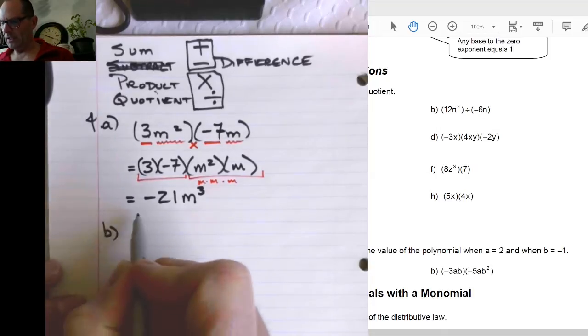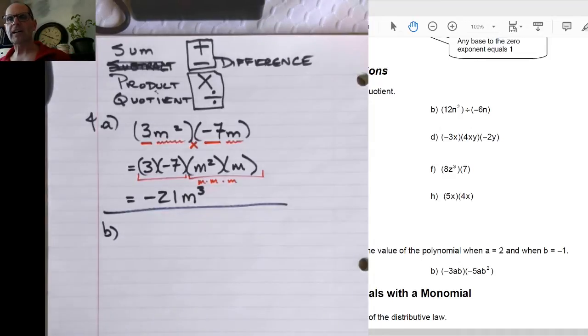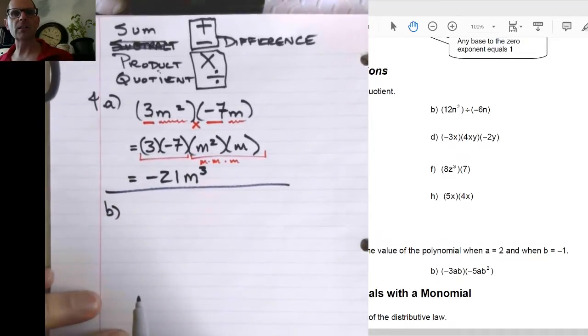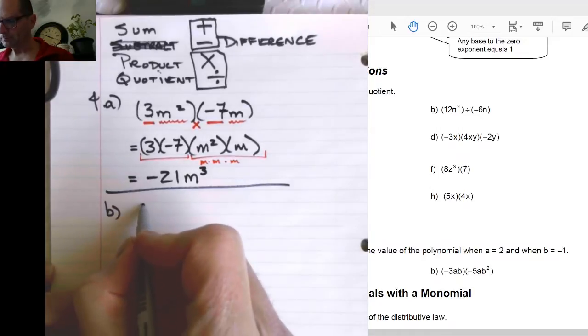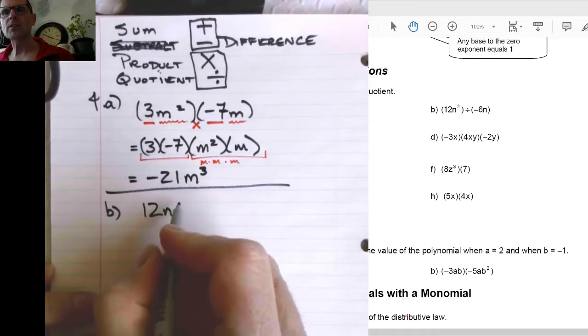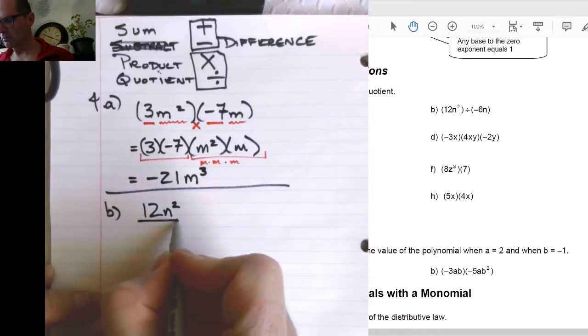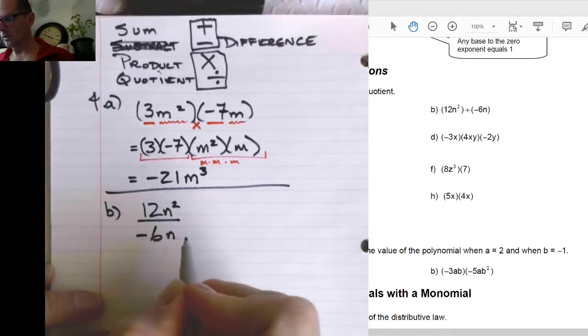Next part, B. Now this is kind of written in an elementary fashion. I want to change this right away when I copy this into your textbook or into your notebook. So we're going to write this as 12n squared, and there's really no need to have brackets here because division, don't get scared, division is written like a fraction.